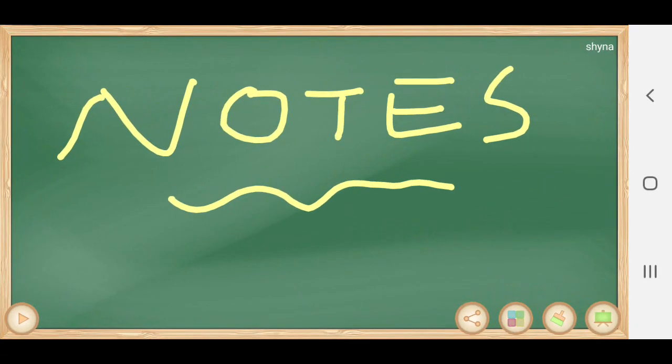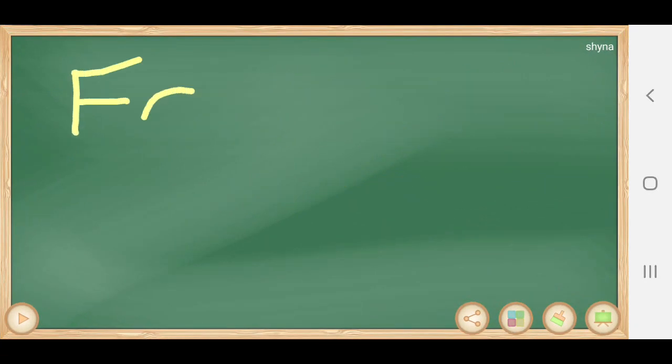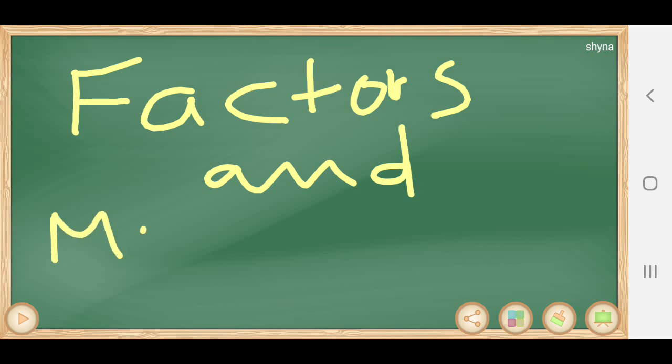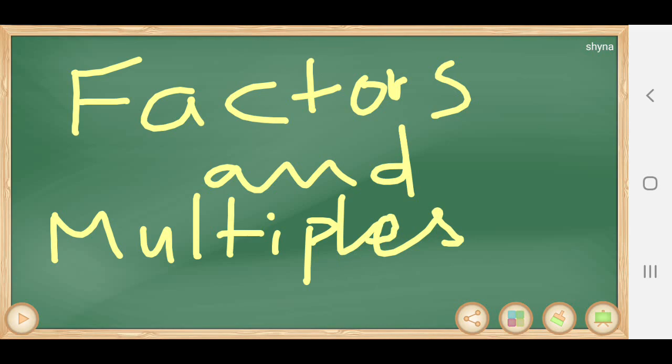Next side heading, you write factors and multiples. Factors and multiples. Underline. I think you have completed.